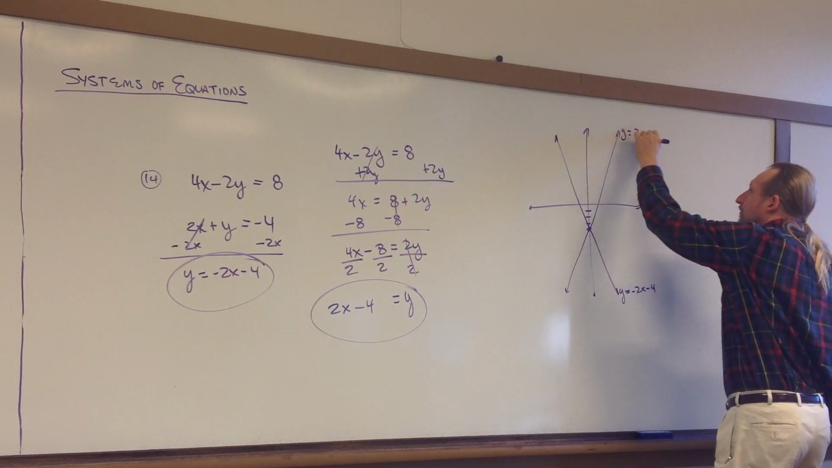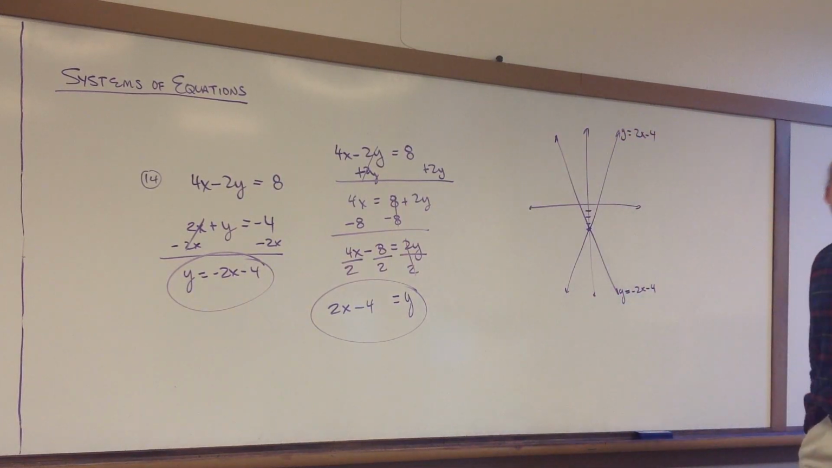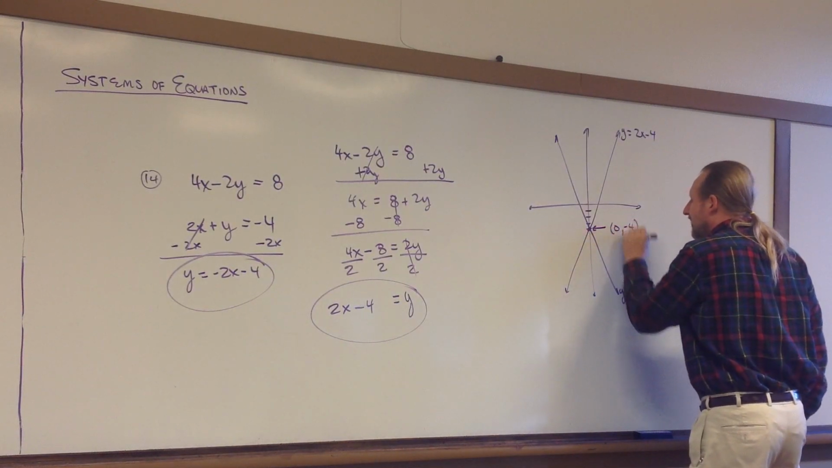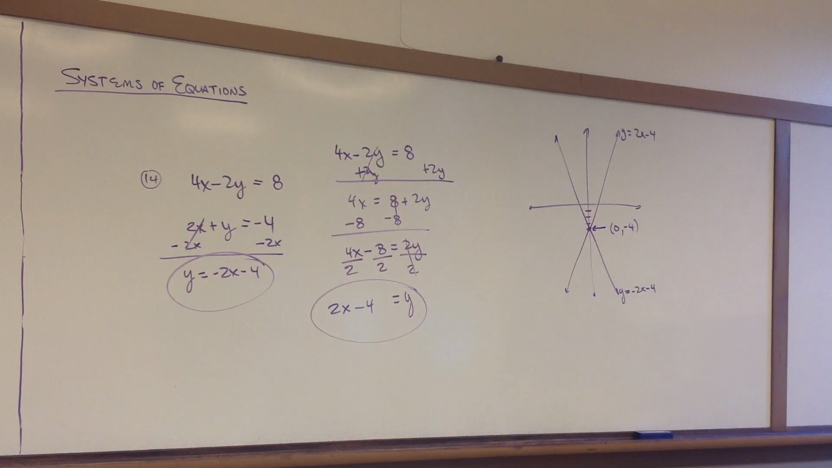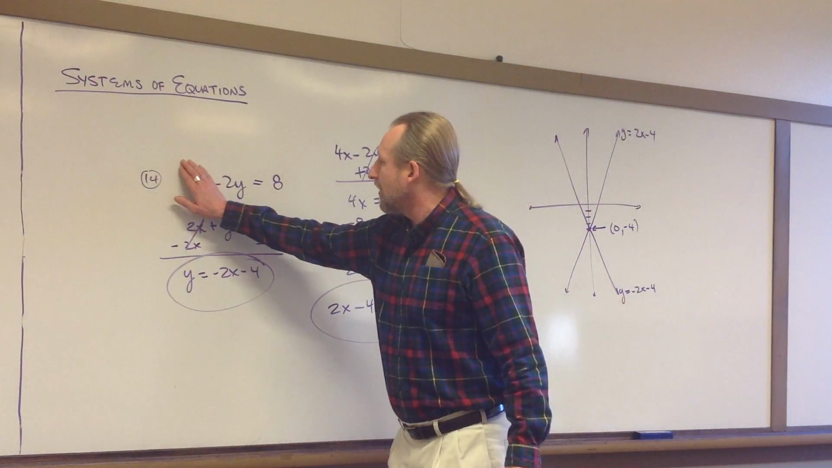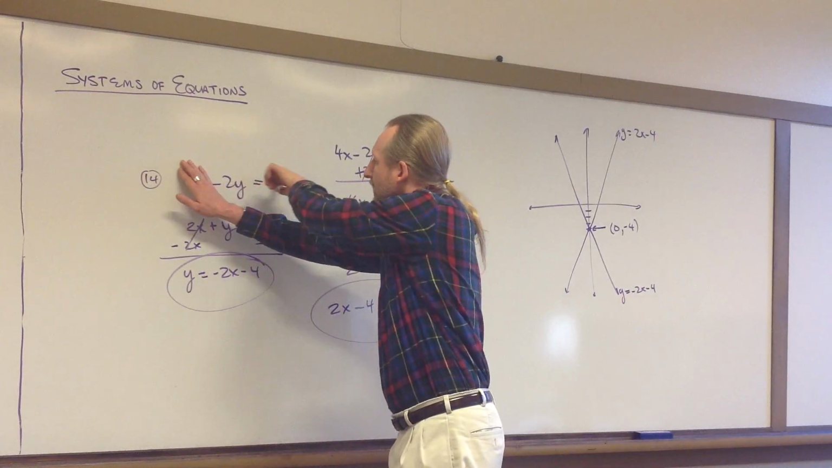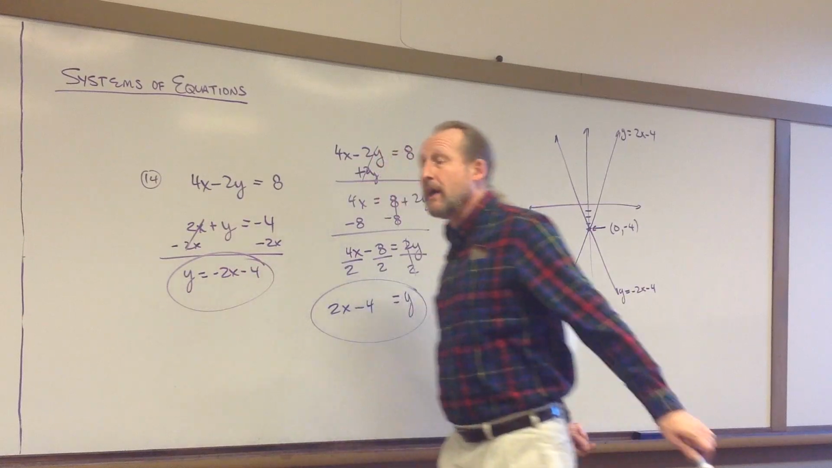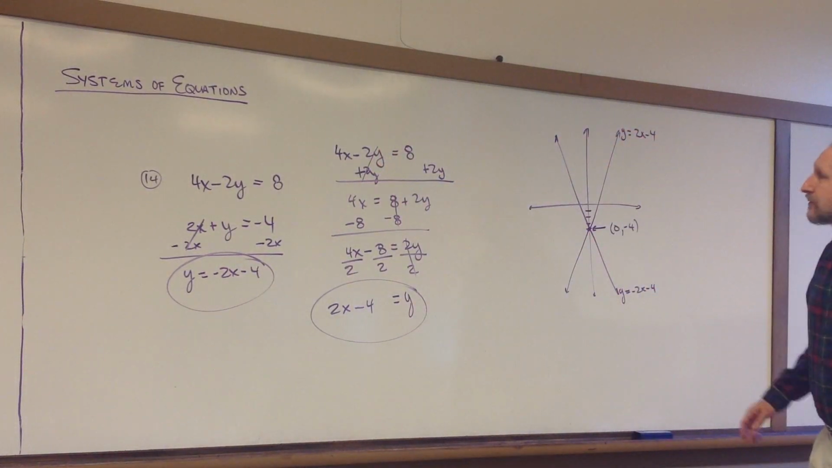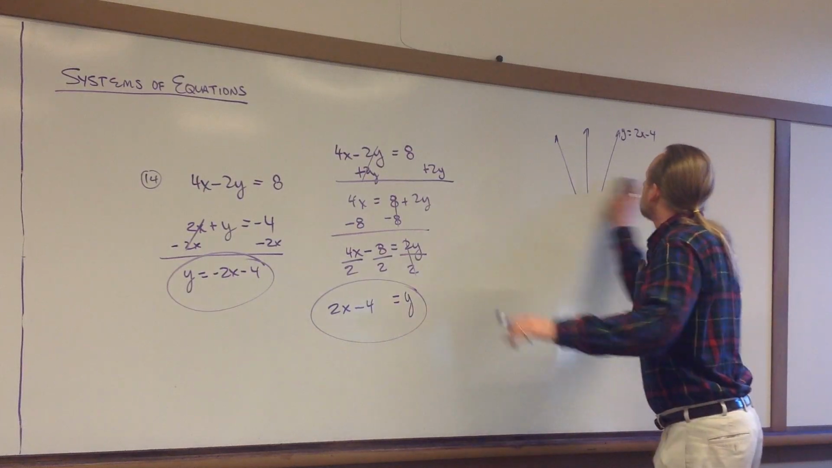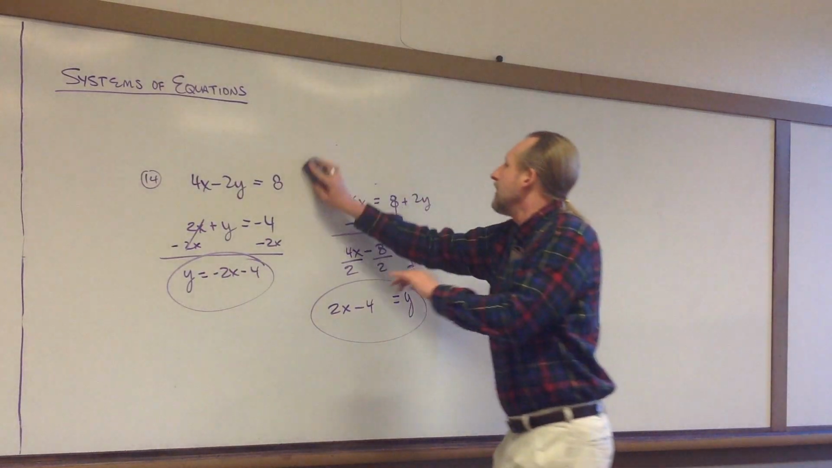And this one, I don't really need the grid to tell what the solution is, because the solution is the y-intercept, 0, negative 4. Okay? And you can see if x is 0, then y being negative 4 would make this true. And if x is 0, then there you go, y equals negative 4. So that's relatively straightforward. Okay, well, let's look at another one here.